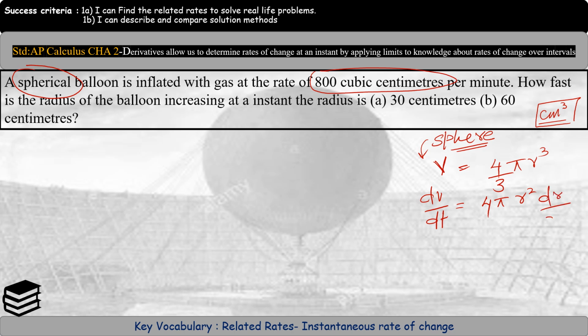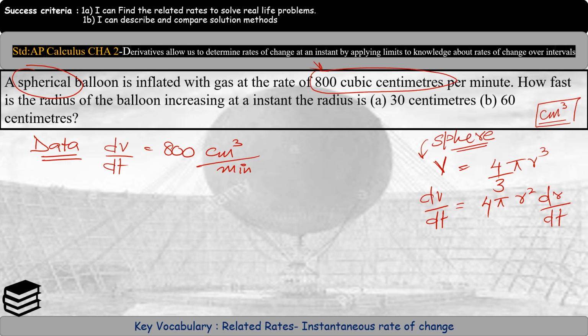So this is your derivative with respect to time for the volume of the sphere. Now after that one, you have to write the data. For the data, it is given very obviously that the rate of change of volume is 800 cubic centimeter per minute. So whenever they talk about the rate, it means dV by dt equals 800 cubic centimeter per minute.